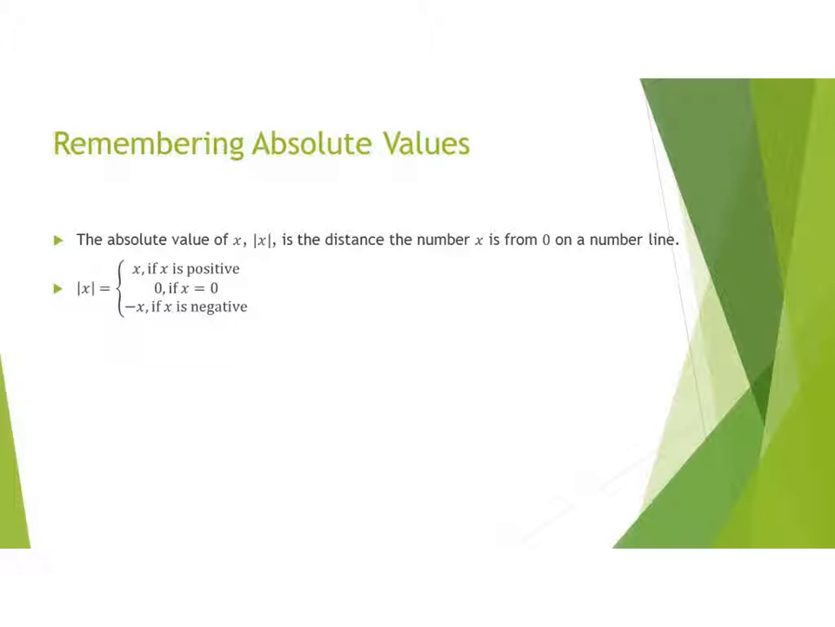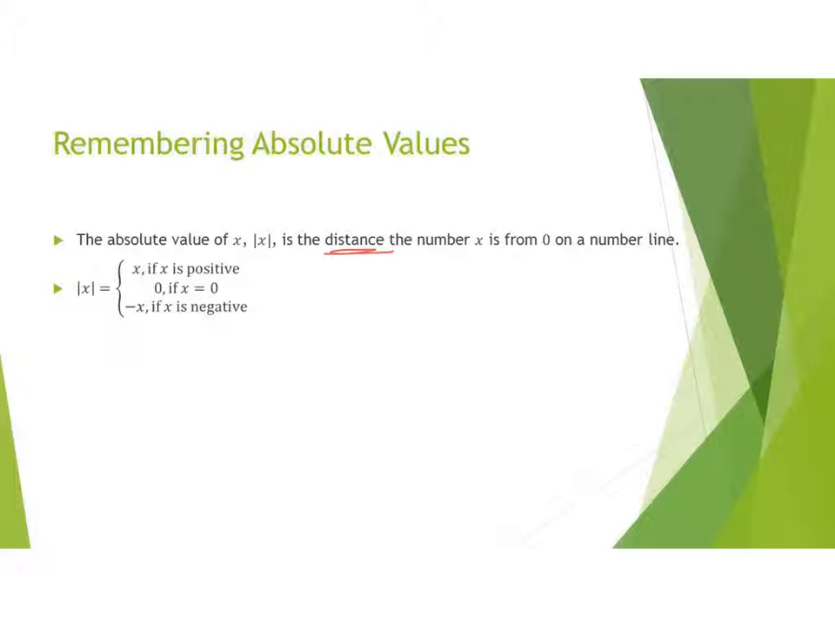So first of all, just remembering about absolute values. The definition is the absolute value of a number is the distance it is from 0 on a number line. And in that case, distance has to always be positive. You can't say I traveled a negative distance. If you traveled a distance, it had to be positive.